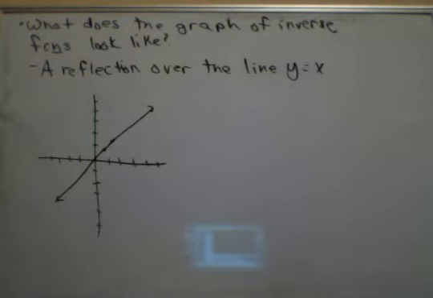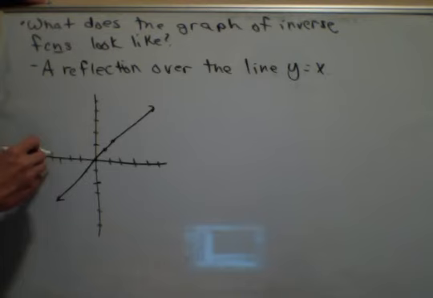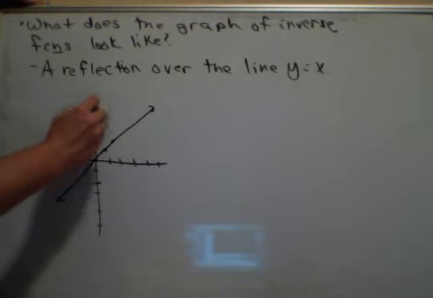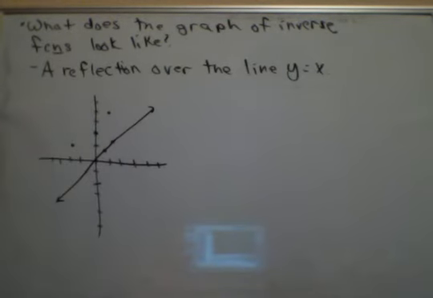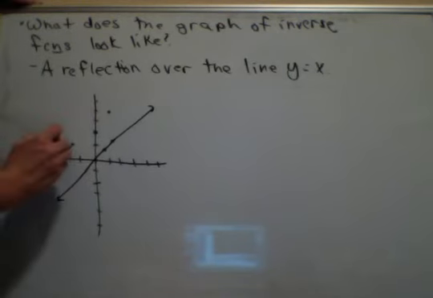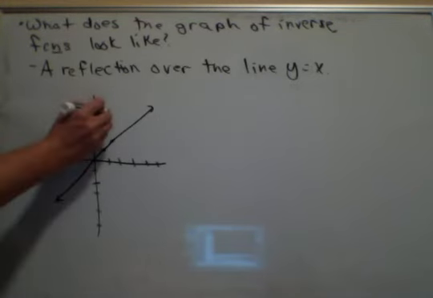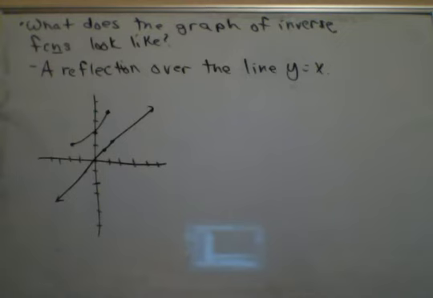Now, when we talk about reflecting something over the line y equals x, it makes sense when we're dealing with inverse functions. If you think back about how we find inverse functions, one of the steps was to switch the roles of x and y. And so if I'm looking at a piece of a function, you'll notice that I have endpoints, I don't have arrows on the end of that.